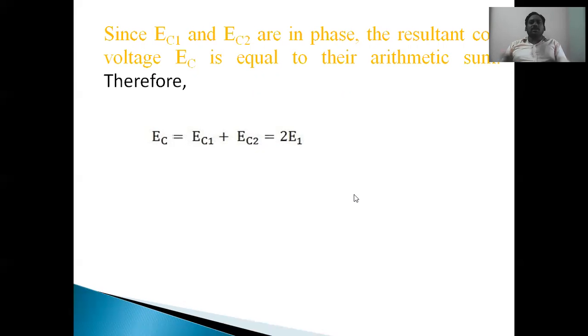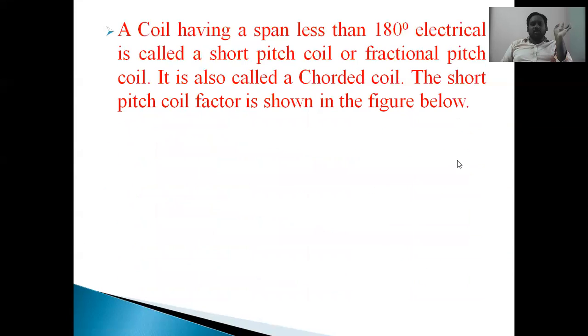This is the voltage of one coil of the armature winding. By considering two coil sides, the induced EMF of the coil is 2E1, for a full pitched coil. Now for a short pitched coil, we will observe that.